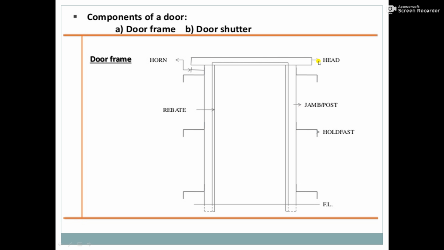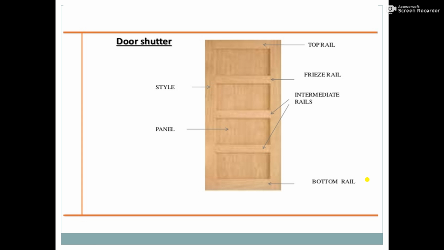The head of the door frame, the topmost portion, then here again a rivet. Whatever chamfered portion we are going to provide to that frame is known as a rivet. Okay, so this is known as the door frame, the first component of the door, in which we are going to fix the door shutter. Now this is the second component of the door shutter.